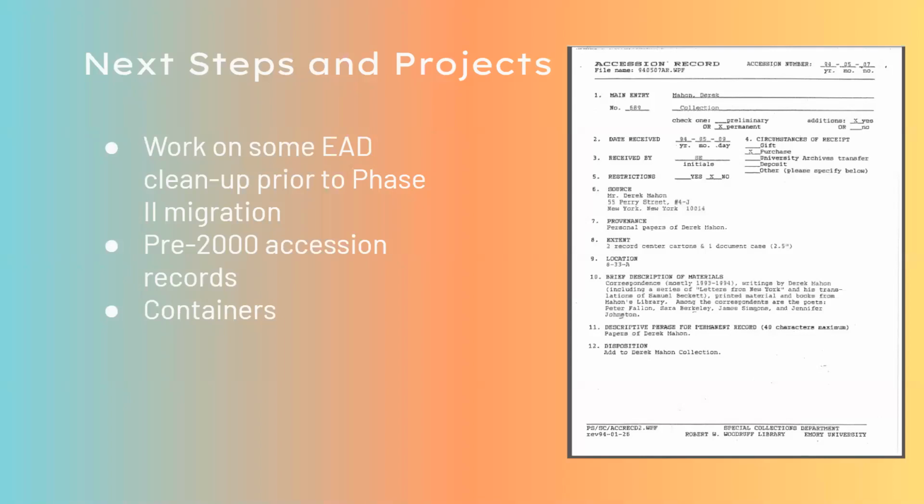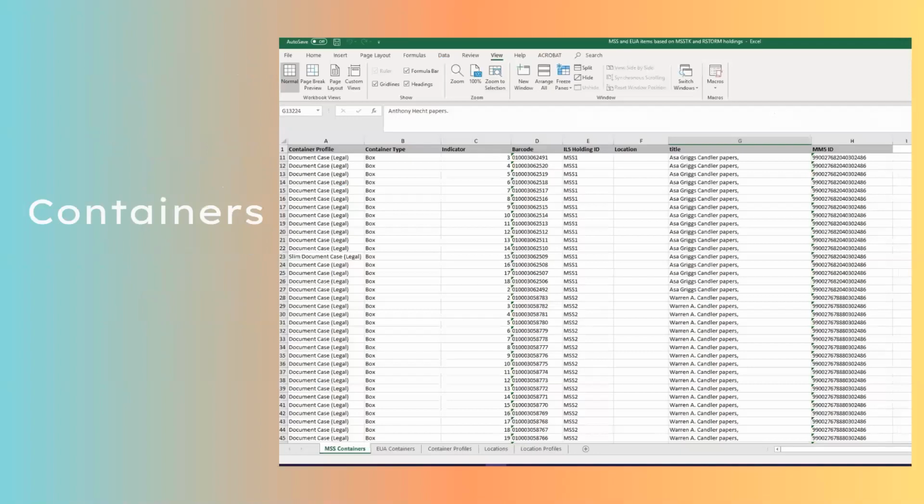The second project I'm already actively working on is creating a spreadsheet of our containers in order to match container profiles to containers we will import from the EAD during phase 2. I began with a spreadsheet of containers generated from our ILS, ALMA, based on holdings records. I then structured the spreadsheet to mirror the fields in the top container record in ArchivesSpace. You can see I have tabs for manuscript collection containers, university archives collection containers, container profiles, locations, and location profiles.